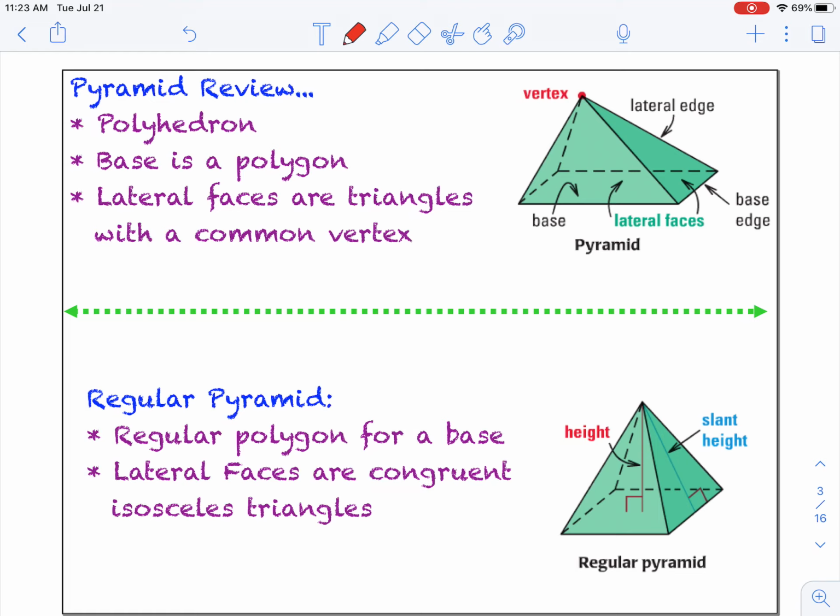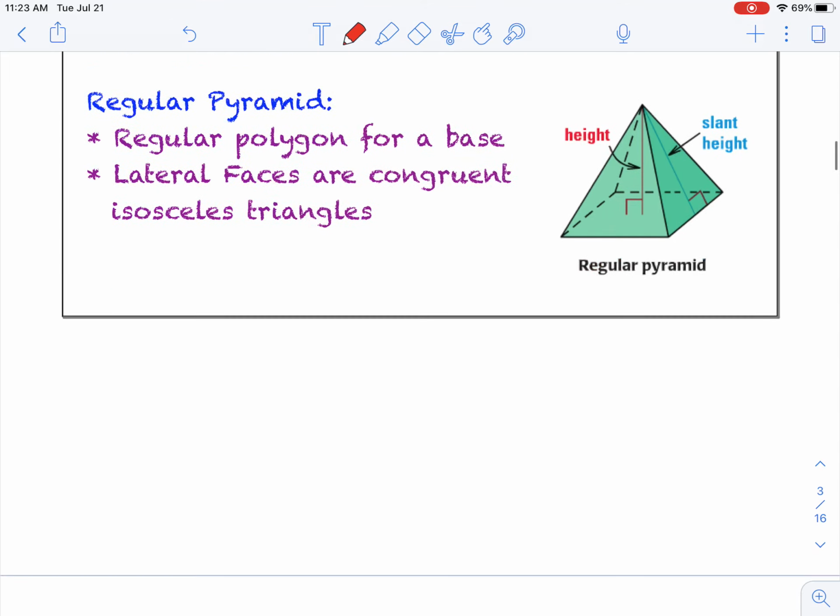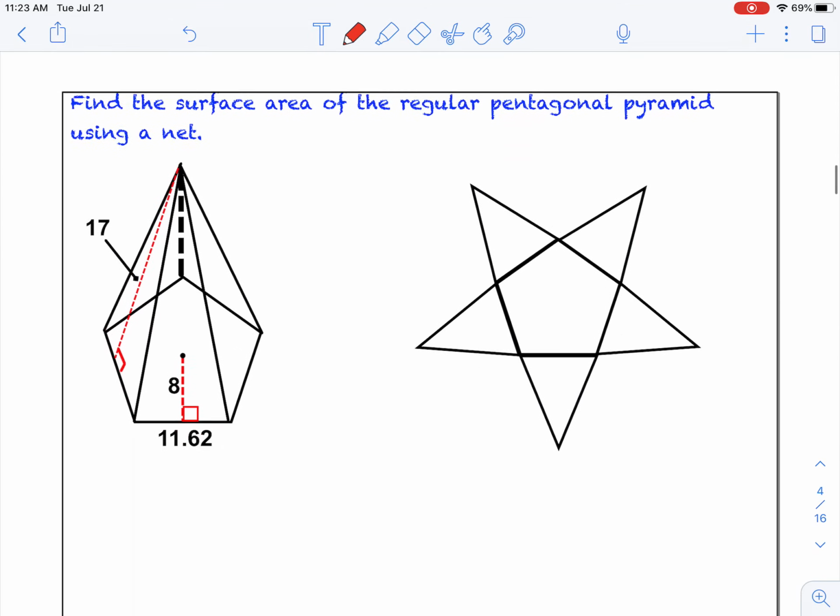The base is always a polygon, and the lateral faces are triangles with a common vertex. Now, a lot of the ones we are going to be calculating surface area for would be regular pyramids. So that means the base is a regular polygon, and the lateral faces will be congruent isosceles triangles. So keep that in mind as we move forward.